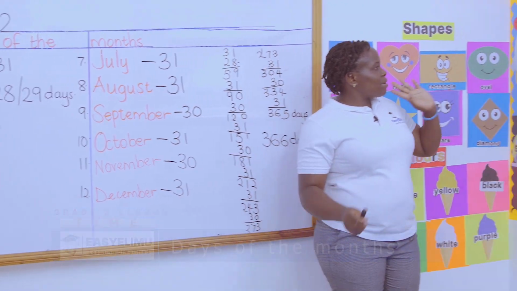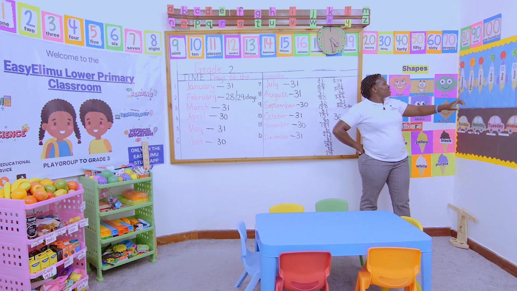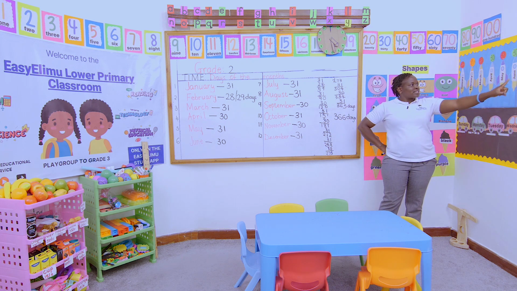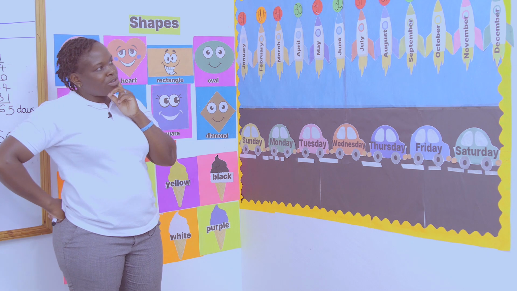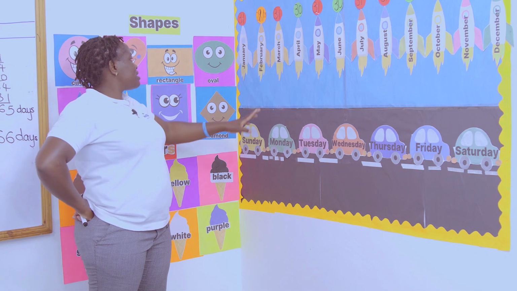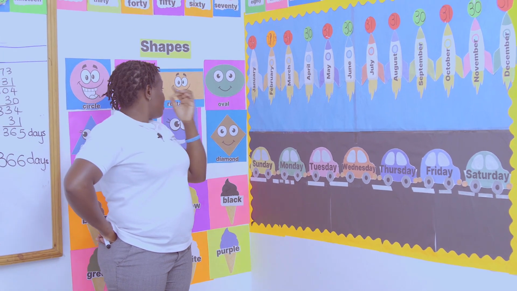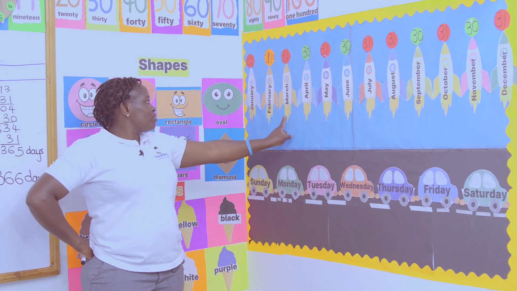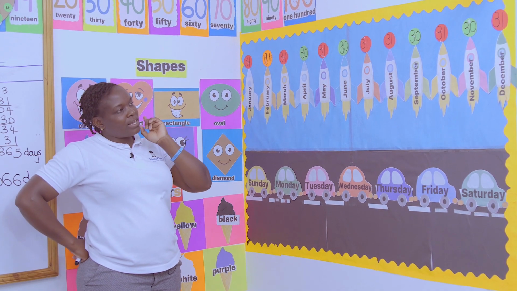So what if someone asks you, which month of the year has 30 days? Let's see. All the months of the year that have 30 days are labeled in green. For example, April, June, September, November. Which months of the year have 31 days? All the months that have 31 days are labeled in red. So we have January, March, May, July, August, October, and December.